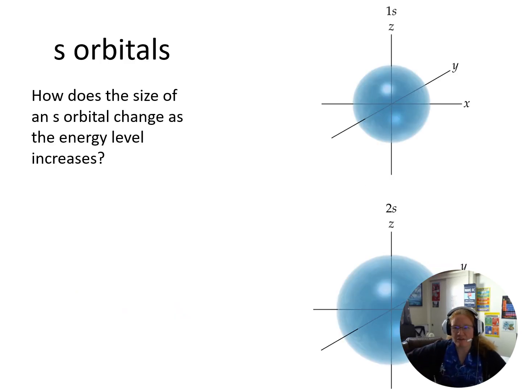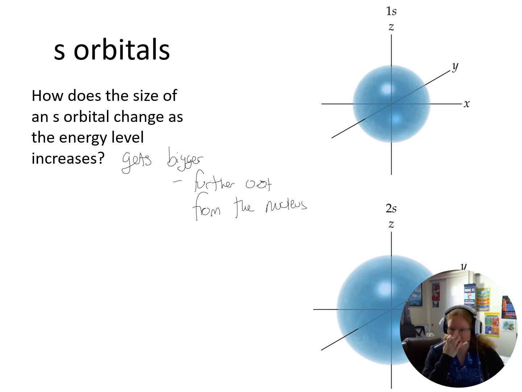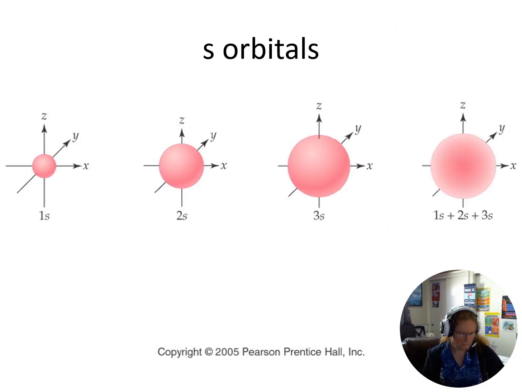Okay. Now, if I go from energy level 1 to energy level 2, what happens to the size of the s orbital? It gets bigger because I get further out from the nucleus. All right, so that gets bigger because we get further out from the nucleus. Okay. And so you can see going from energy level 1 to energy level 2 to energy level 3, we get bigger and bigger as we go further out.